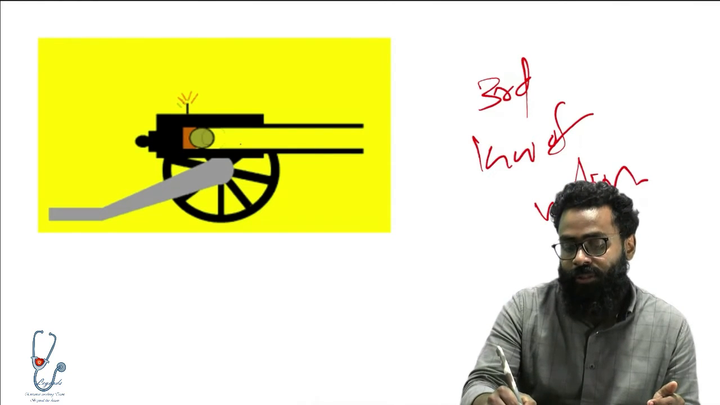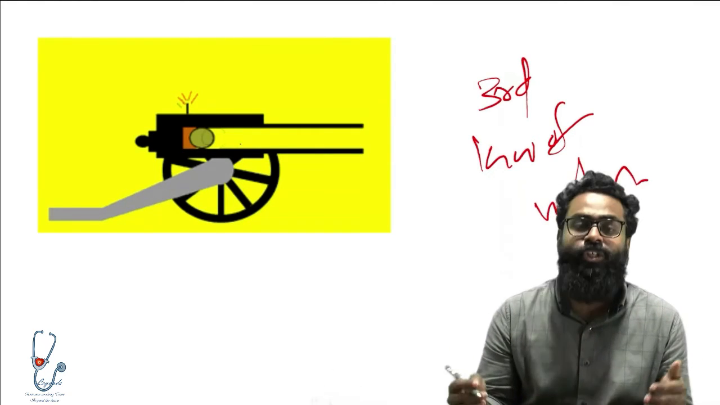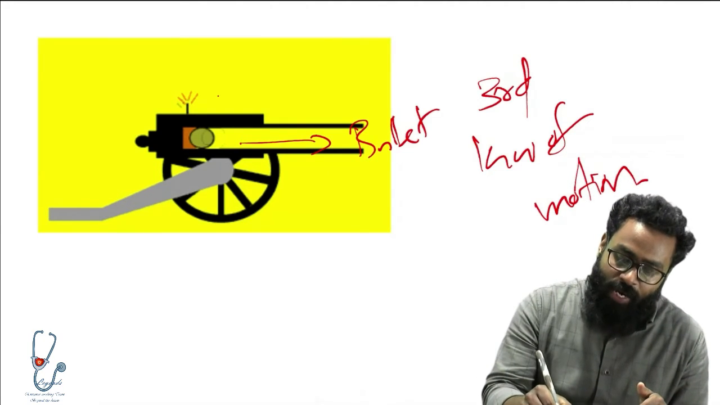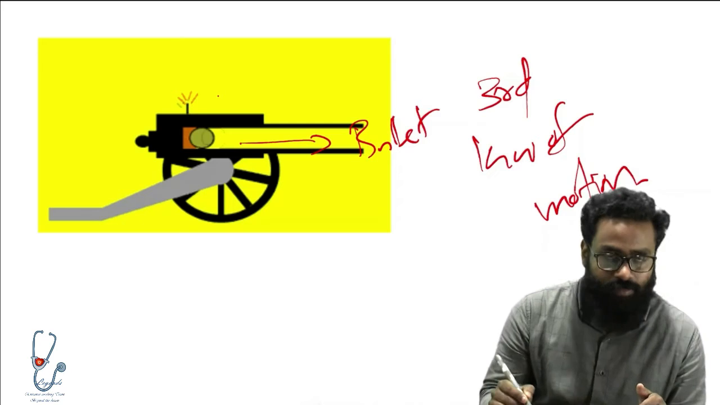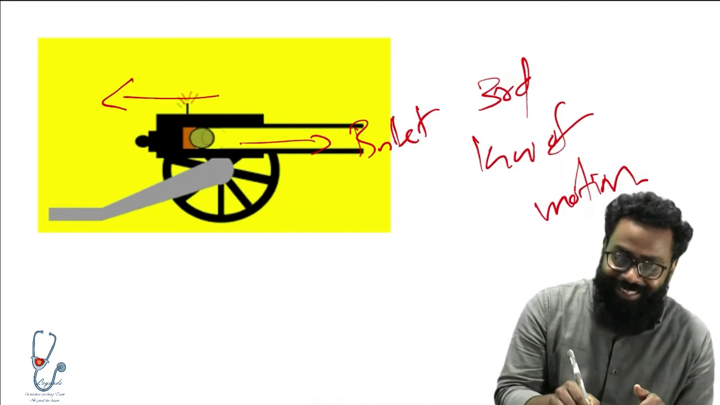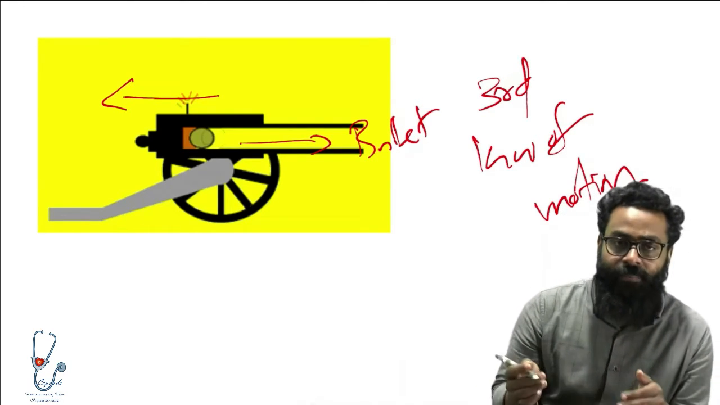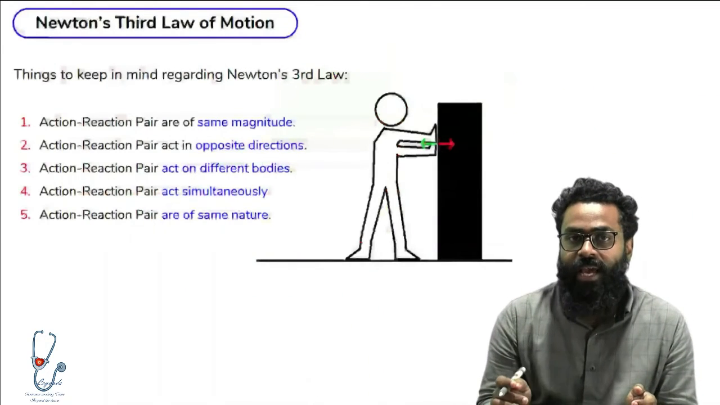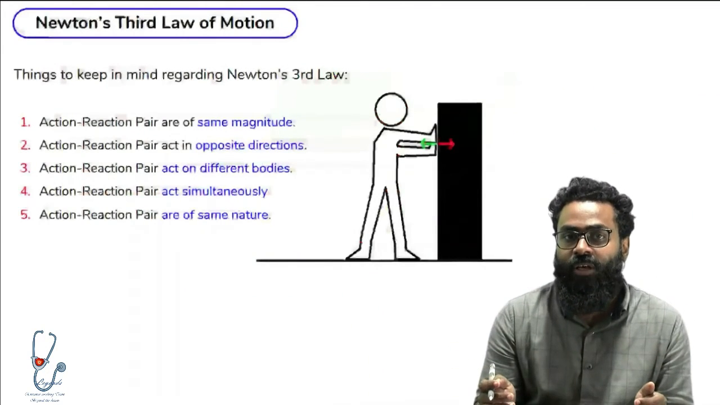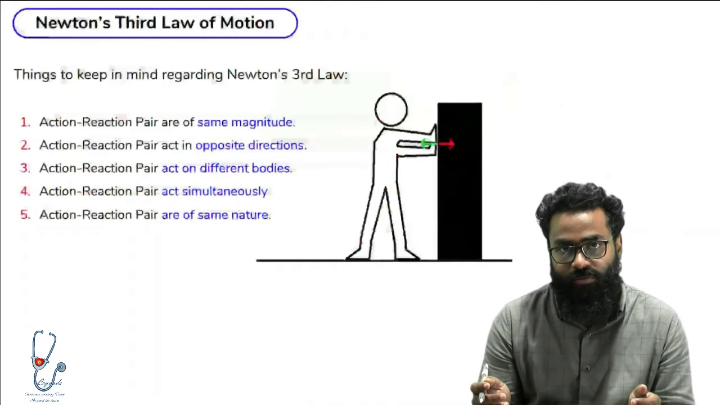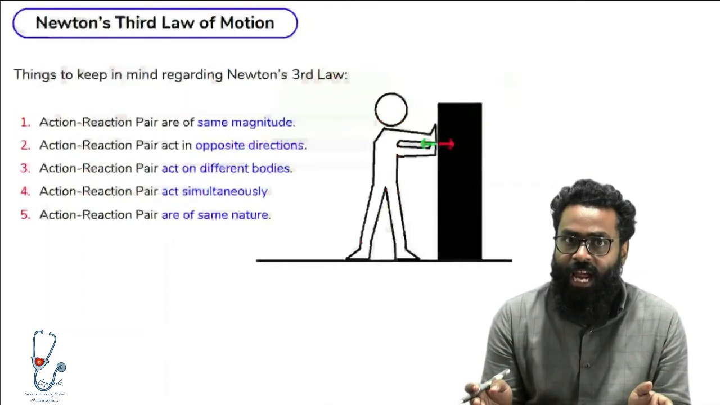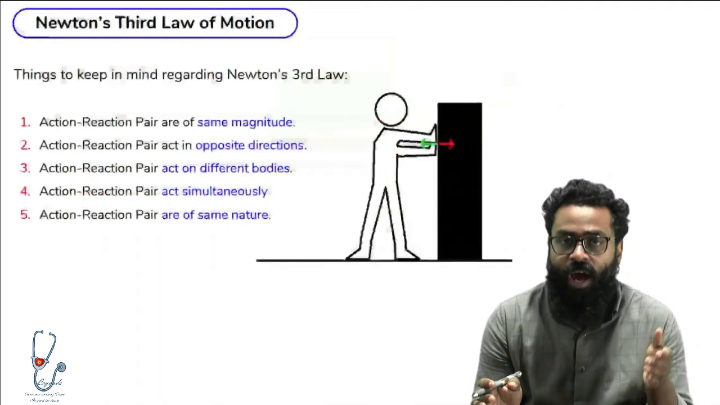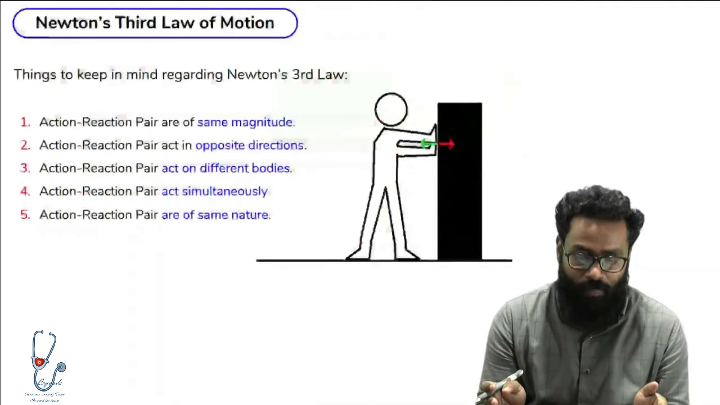We have moved to the third law of motion. What is the third law of motion? You have fired a bullet from it. Okay, there will be a force exerted backward. So Newton's third law is described as: to every action there is an equal and opposite reaction. A simple thing that. And the main points are noted in the third law. These are the 5 points noted in the third law.